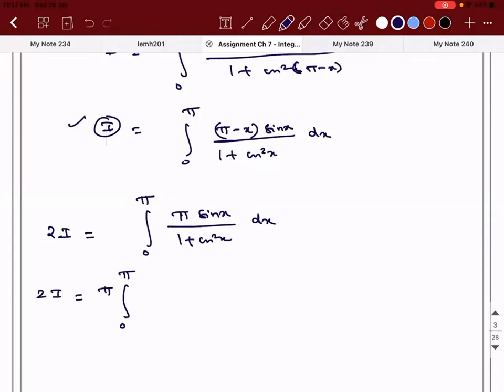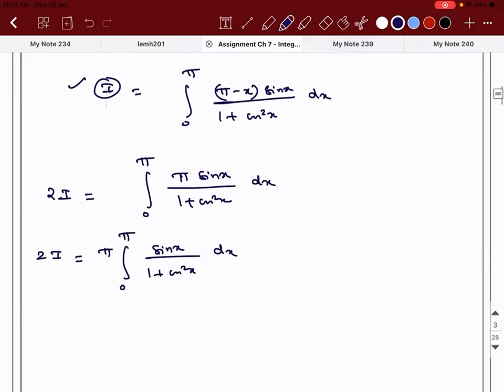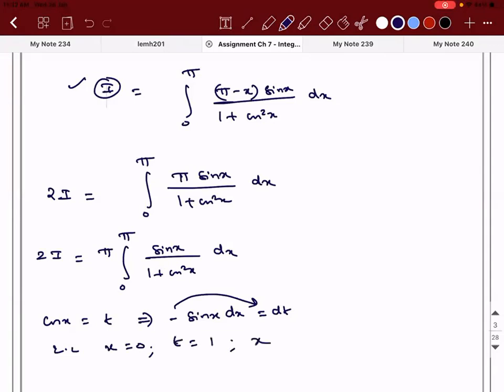So pi, if I take it out, it becomes sin x divided by 1 plus cos square x dx. Now what you can do is you can take cos x as t and then proceed. You will get minus sin x dx is equal to dt, or sin x dx is equal to minus dt. Lower limit, when x is equal to 0, t is equal to 1. When x is equal to pi, t is equal to minus 1.